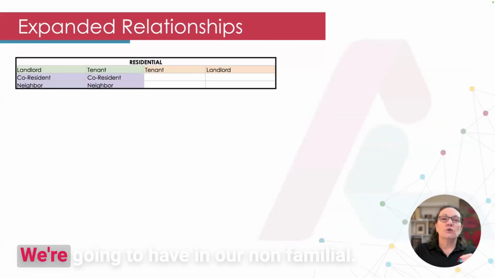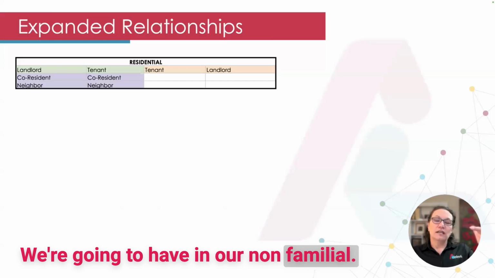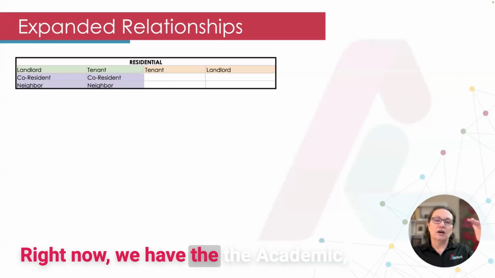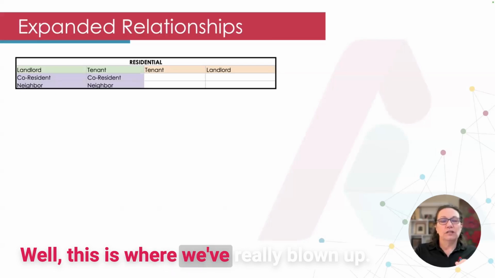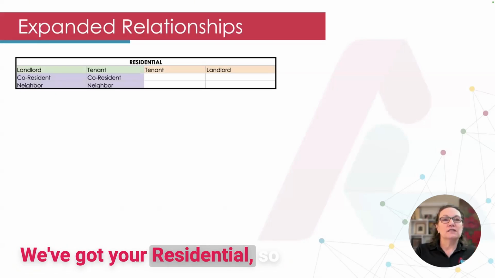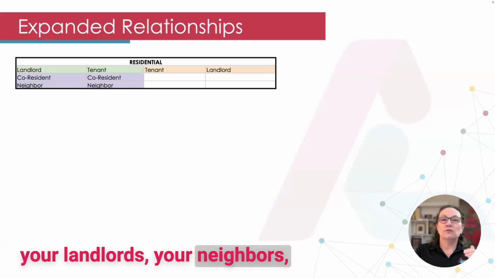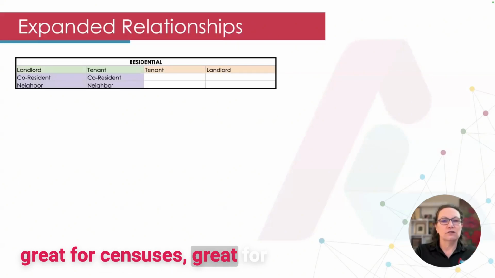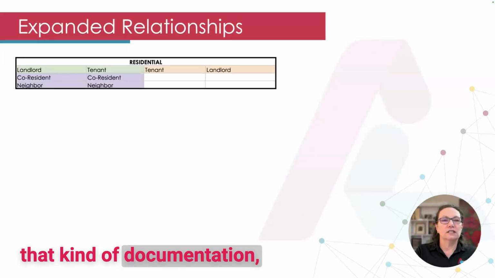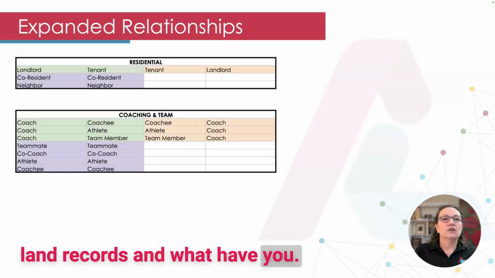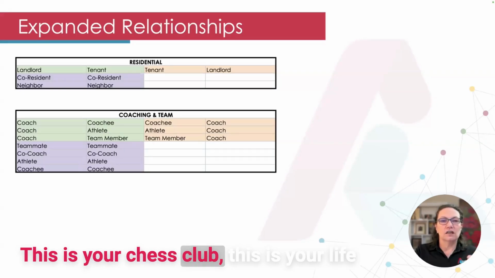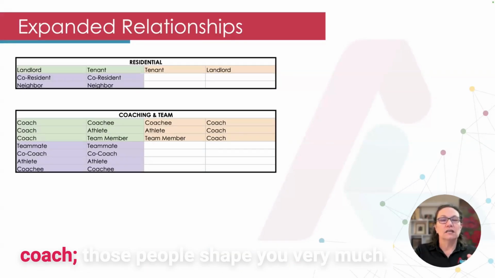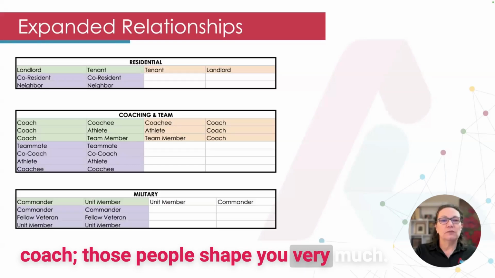We're going to have in our non-familial, right now we have the academic, the business, and the personal. Well, this is where we've really blown up. We've got your residential, so your landlords, your neighbors, great for censuses, great for that kind of documentation, land records, and what have you. Coaching and team. This is not just athletics. This is your chess club. This is your life coach. Those people shape you very much.